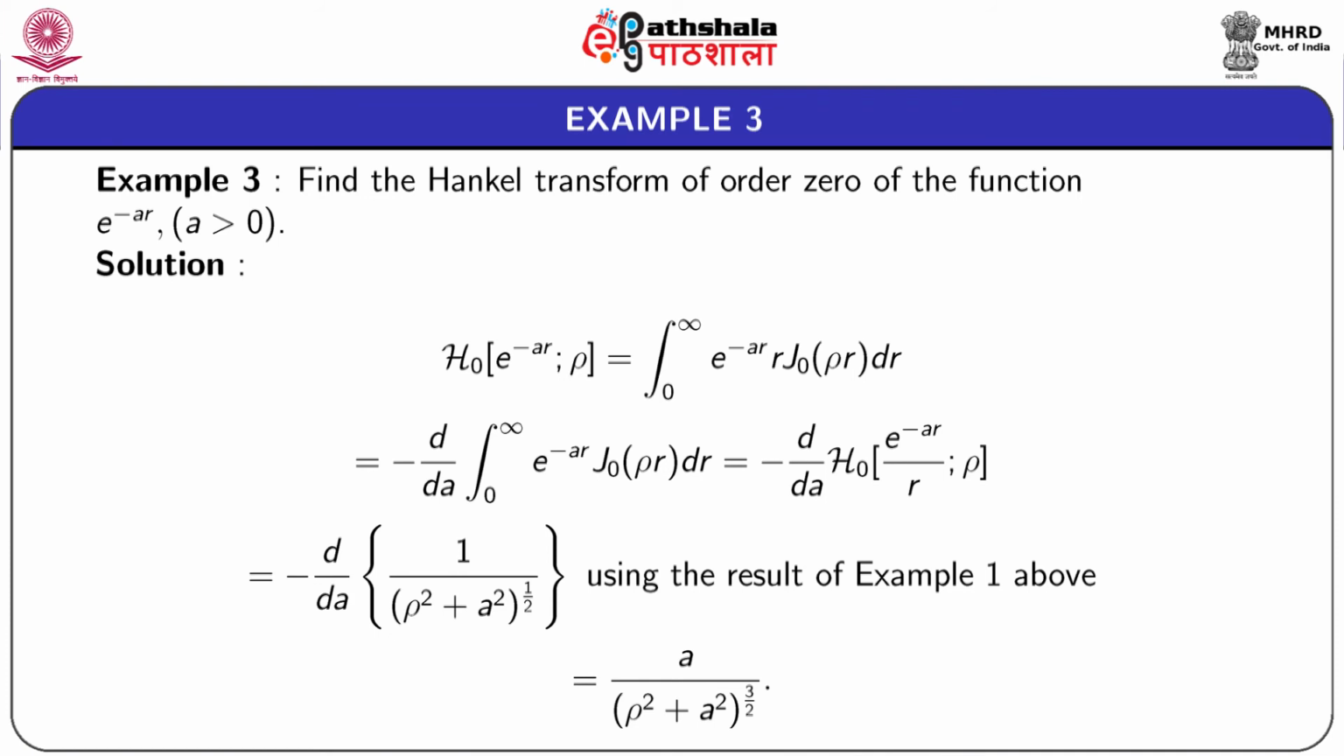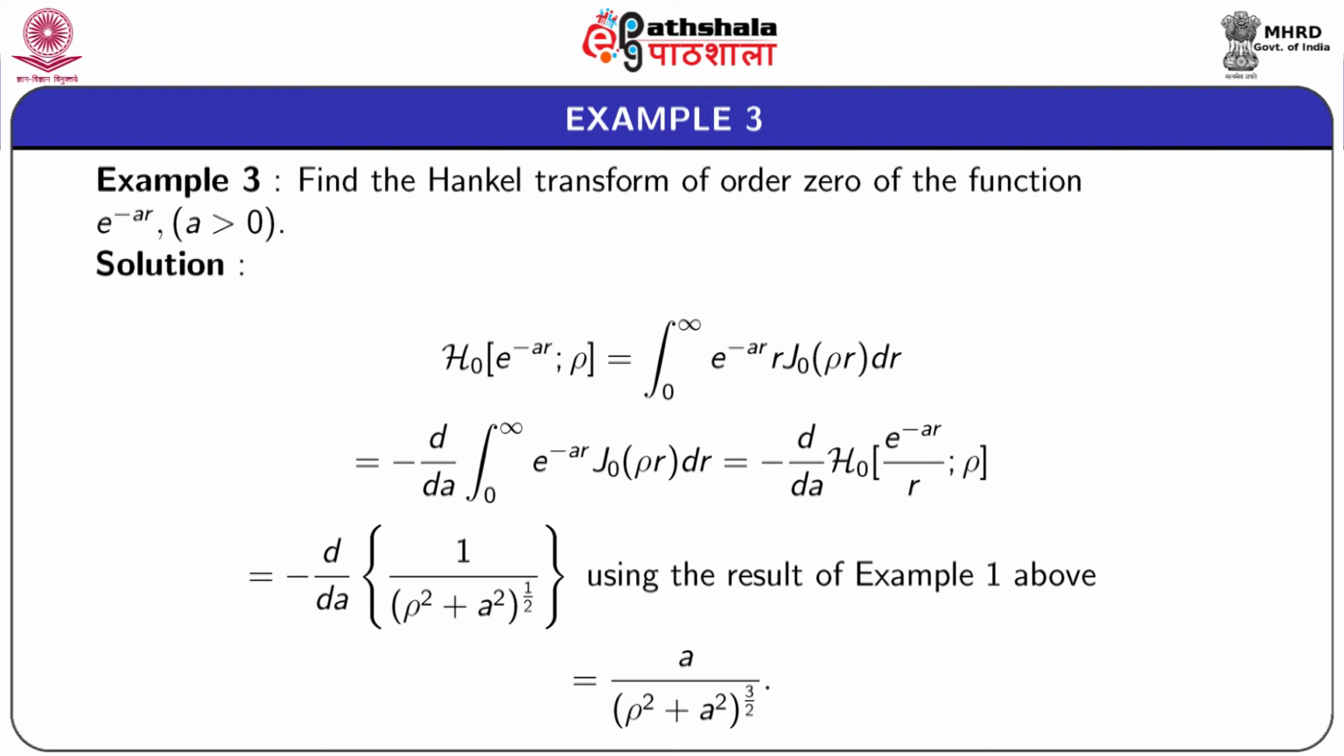Next we come to example 3. Here we shall find the Hankel transform of order 0 of the function e to the power minus a r, where a is positive. We write the Hankel transform of order 0 of e to the power minus a r as integral from 0 to infinity e to the power minus a r r J0 rho r dr. Now, we can write this integral as minus d/da of integral 0 to infinity e to the power minus a r J0 rho r dr.